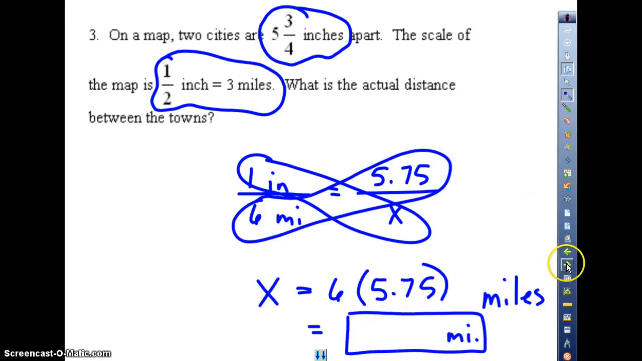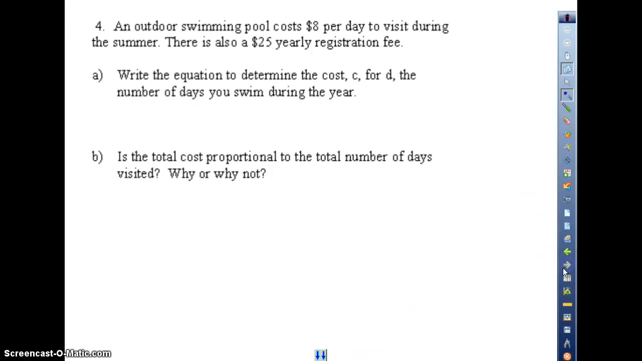Okay, here's number 4. An outdoor swimming pool costs $8 per day to visit during the summer. There's also a $25 yearly registration fee. You only have to pay that registration fee once, and then it'll cost you $8 a day to get in. It doesn't matter how many people you bring, it's just $8 a day. But up front, you have to pay that one-time registration fee.